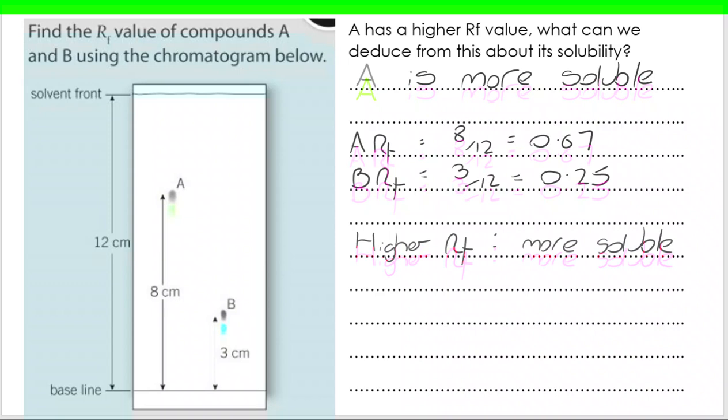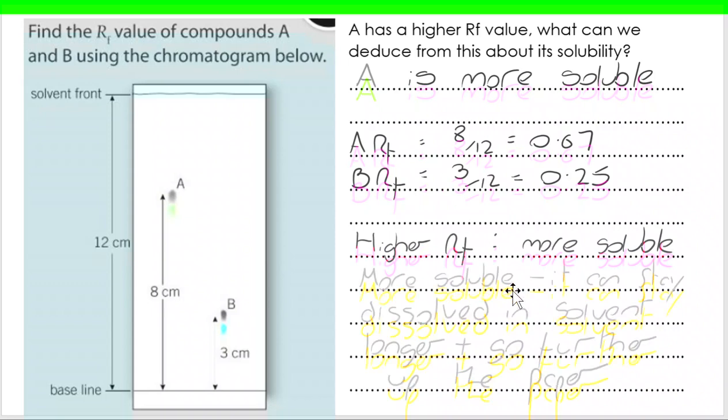Let's try and explain why that's the case. If something's more soluble, it can stay dissolved in the solvent for longer. And if it can stay dissolved in the solvent for longer, it can be carried further up the paper. So that's really what we're looking at there.